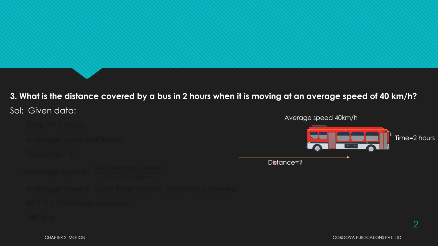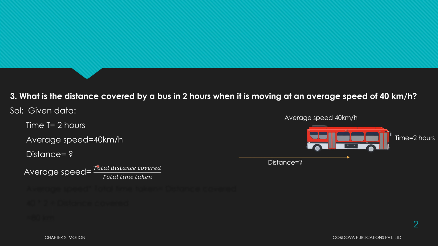Let's write the given data first. Time taken is 2 hours, right? And the average speed of the bus is 40 km per hour. And distance is equal to how much distance did it travel? As I said, you need to remember the average speed formula. If you remember this one formula, you can get any quantity. If they are asking to find the distance, it is very easy to get from this formula itself.